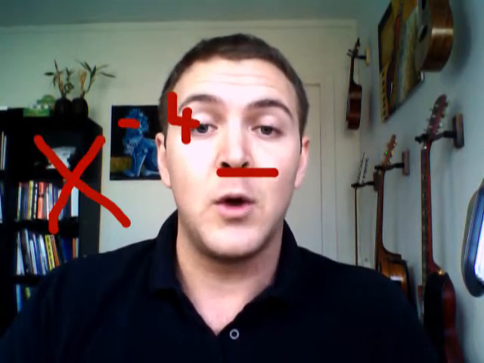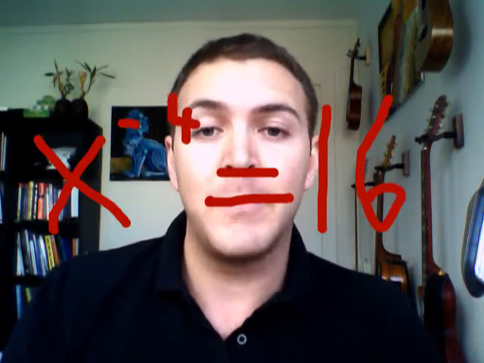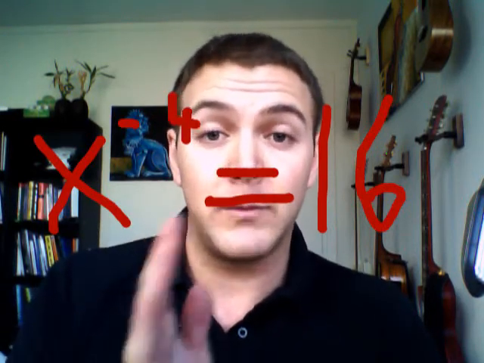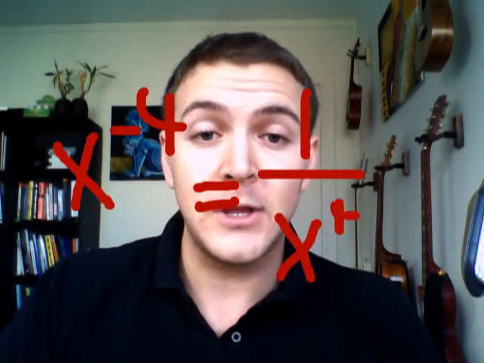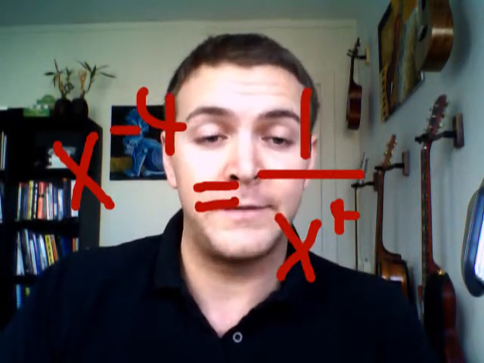So, here goes. The question is, x to the negative 4 equals 16. Well, the first question is, what the heck is x to the negative 4? Remember that anything to the negative exponent is just that thing to a regular exponent's reciprocal. So, x to the negative 4 equals 1 over x to the 4th. So, that's the first step. x to the negative 4 equals 1 over x to the 4th.